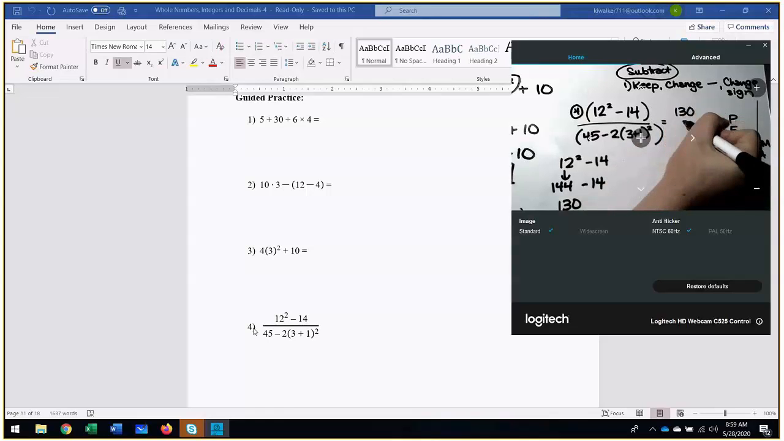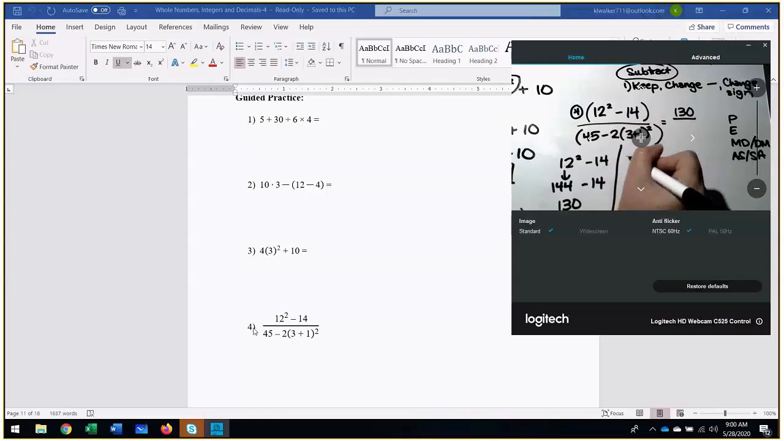Then I'm going to go and try to knock out this bottom. So 45 minus 2, parentheses, 3 plus 1, then that whole thing is squared. So within the bottom here, I see a little set of parentheses right there. That's where I'm going to begin. And I'm going to bring everything else down. Parentheses are done.